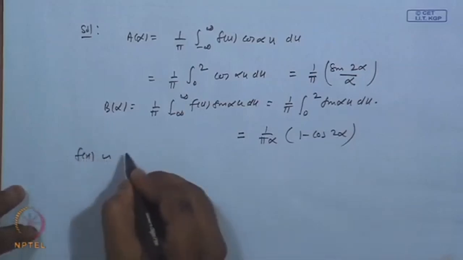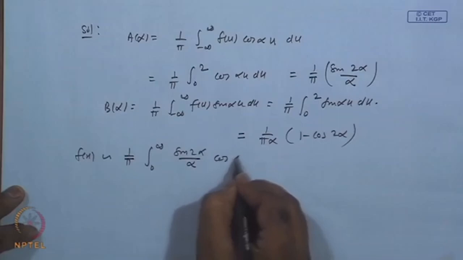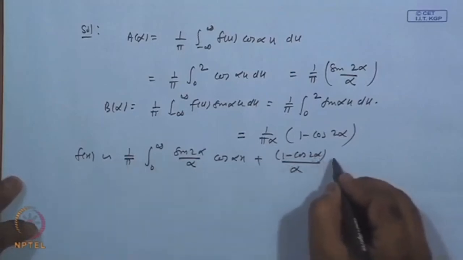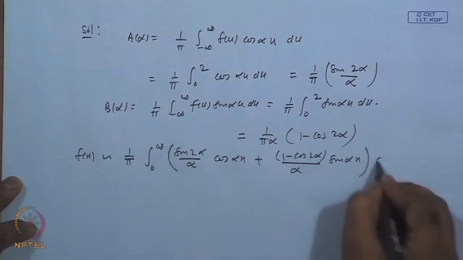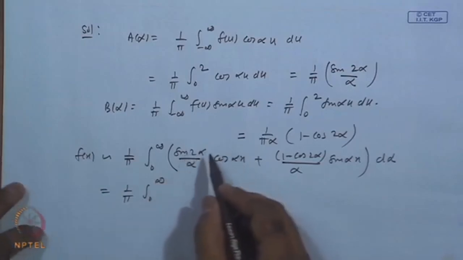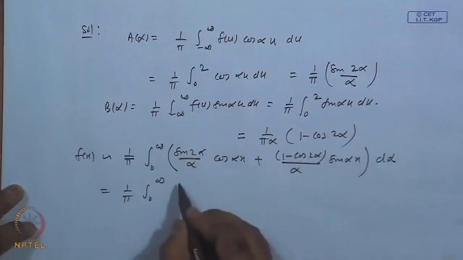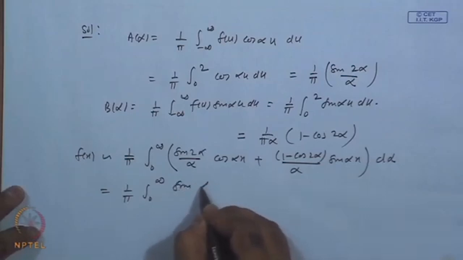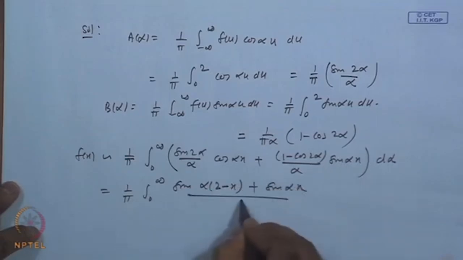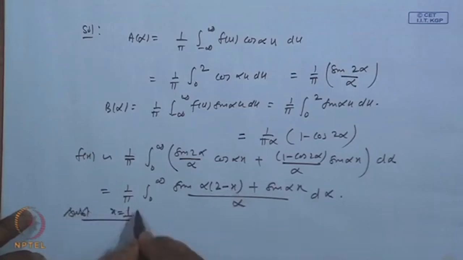So, this f(x) we can represent by this Fourier integral 0 to infinity, sine 2 alpha over alpha cos alpha x plus (1 minus cos 2 alpha) over alpha, 1 over pi is there, and then we have sine alpha x, d alpha. So, we have 1 over pi, integral 0 to infinity. We can again combine these two, so cos 2 alpha cos alpha x and minus cos 2 alpha sine alpha x. So, we get sine alpha (2 minus x) plus the sine alpha x left, divided by alpha, and we have d alpha.